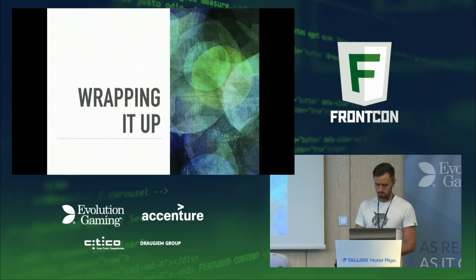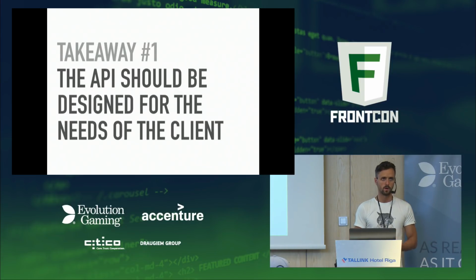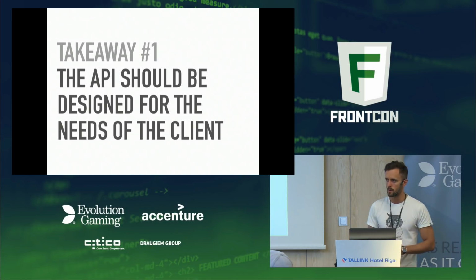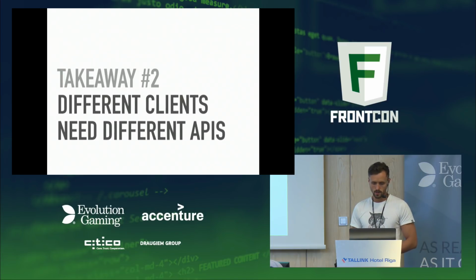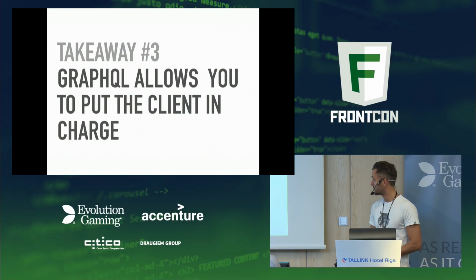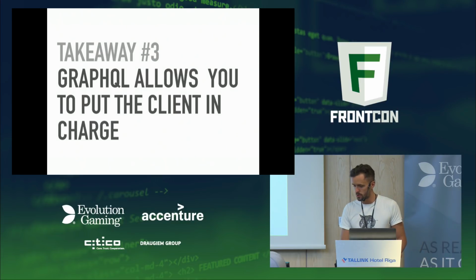So, to wrap it up, to summarize what we just said, it's quite a broad topic, but I'd like to give you three takeaways. First of all, when building a client-facing API, always consider the needs of the client when implementing and designing the API. That should be the driver. Embrace the fact that different clients will need different APIs, and you will end up having a certain amount of duplication. That's okay. And the third takeaway is to evaluate GraphQL as your protocol, as your communication language, to put your client in charge of how they use the API.